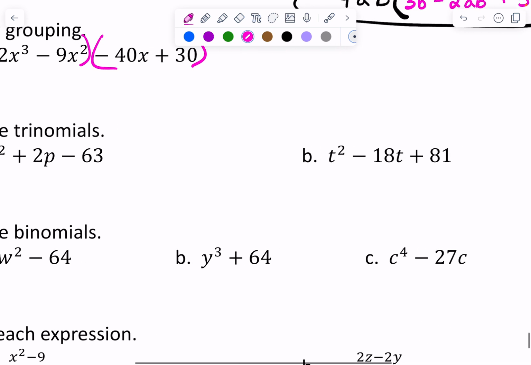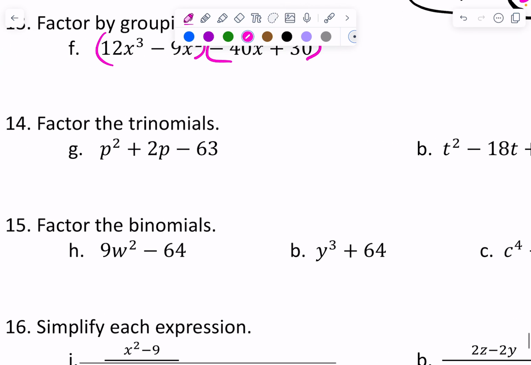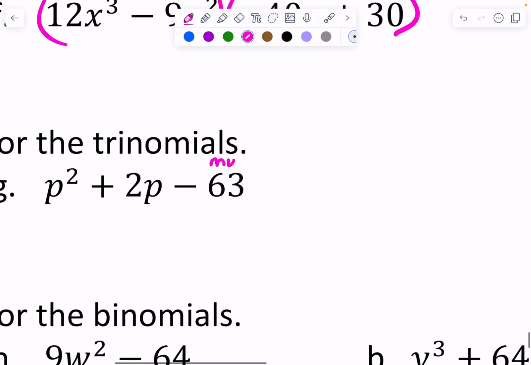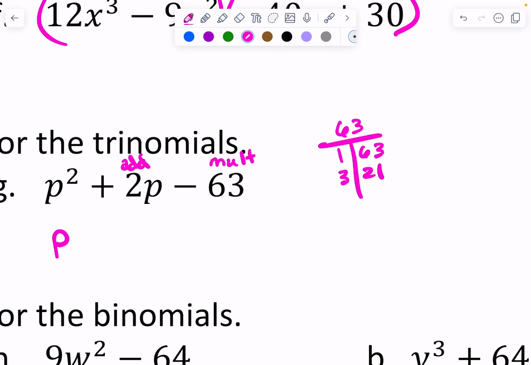These are both simple trinomials, so that makes it really nice. All we're doing is, I'll do G with you. I don't know why they went from G to B, I don't know what my numbering system is here. So we're trying to multiply to get negative 63, but when we add them, give us 2. Okay, so 63 is 1 and 63, 3 and 21, 7 and 9. That's the one. That's what I want. So I want P plus 9 because I need to have a positive 2, and P minus 7.